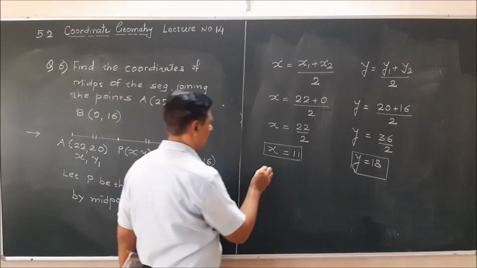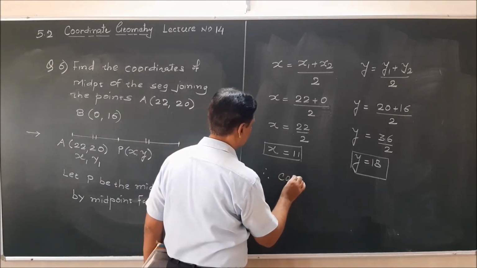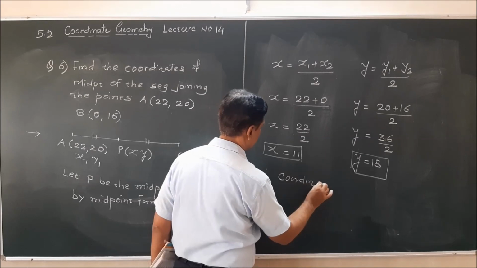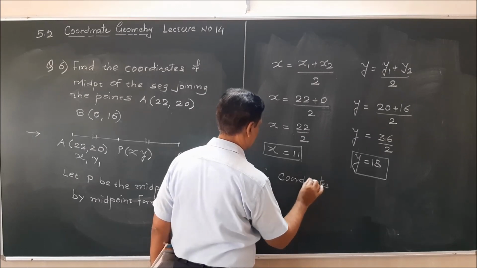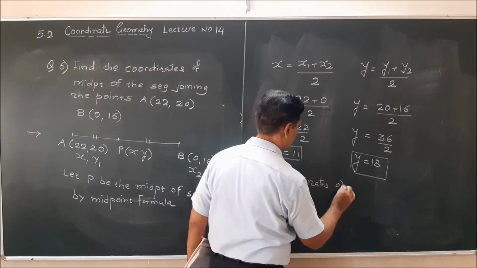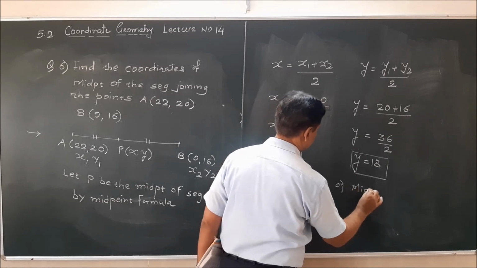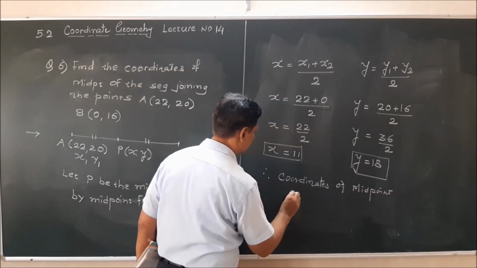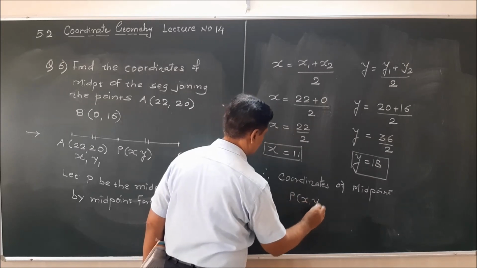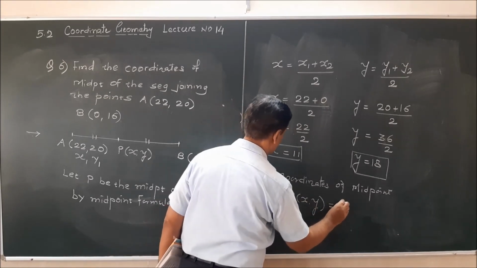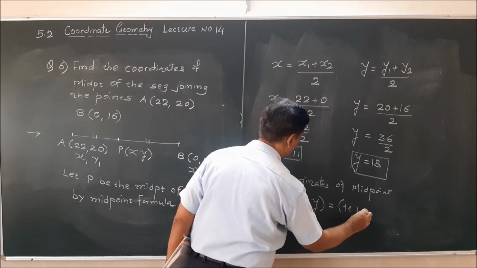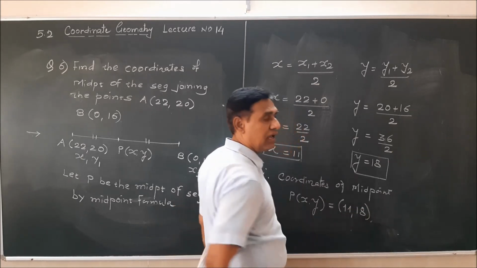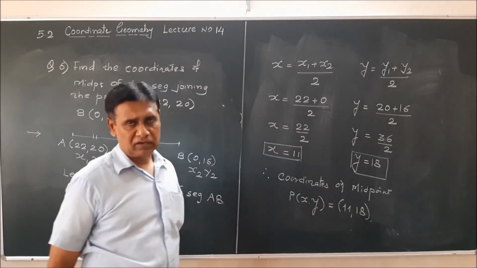Therefore, the coordinates of midpoint P(x, y) are 11, 18. Thank you very much.